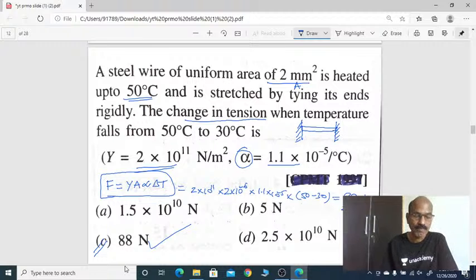Have you checked it? Right? Direct formula. Substitute all the values given: Young modulus, coefficient of linear expansion, area of cross section, rise in temperature is given. Substitute all. You will get the correct option. Yes. Let us move to the next one.